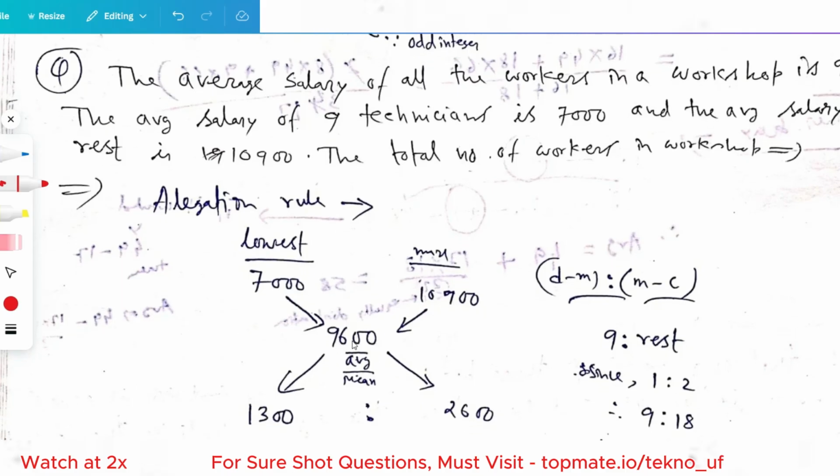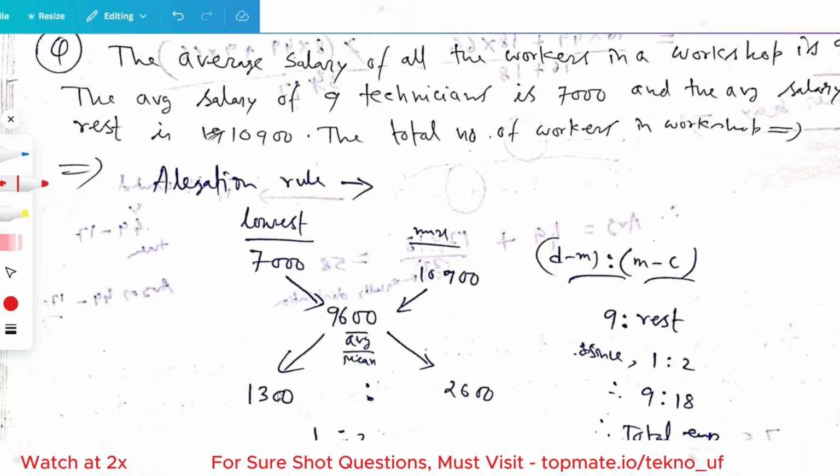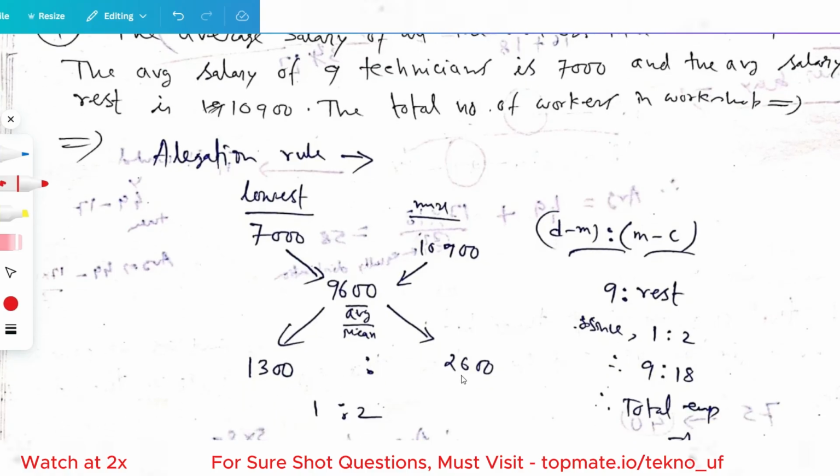So here if we calculate 10,000 minus 9,600, that means d minus m, that becomes 1,300. And m minus c, where c means the concentration value, the lowest value actually, so 9,600 minus 7,000, that becomes 2,600, okay. So here you can see the ratio, 1,300 is to 2,600, okay. So that becomes a 1:2 ratio, okay.